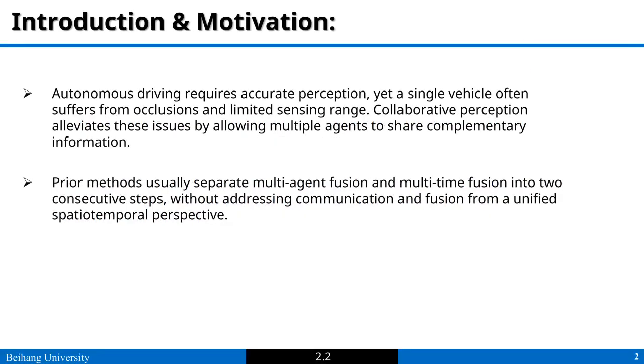Autonomous driving requires accurate perception, but a single vehicle often suffers from occlusion and limited sensing range. Collaborative perception allows multiple agents to share complementary information, improving the overall perception. However, prior methods separate multi-agent fusion and multi-time fusion into two steps. They do not address communication and fusion from a unified spatiotemporal perspective, which limits their effectiveness.